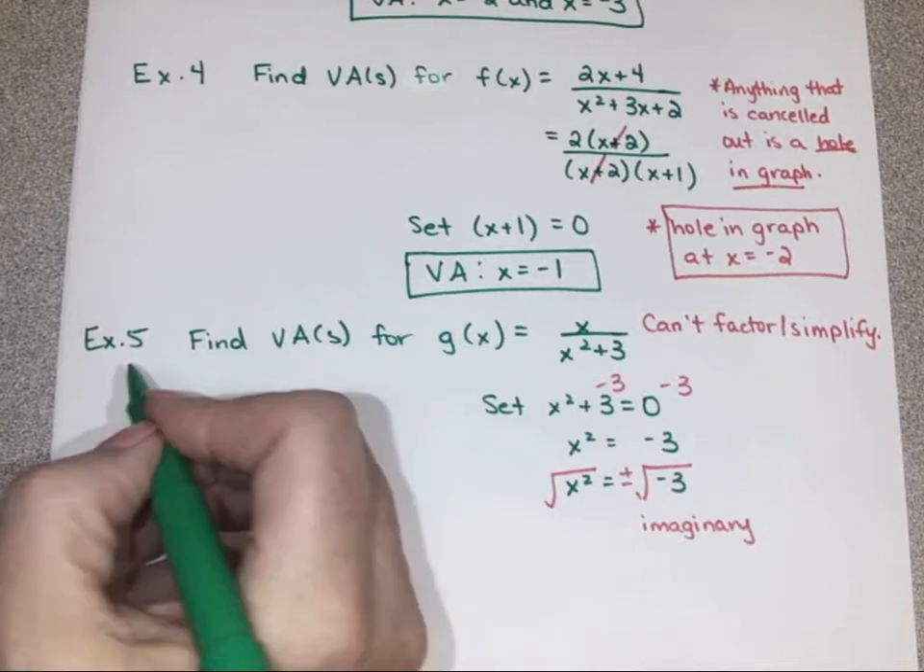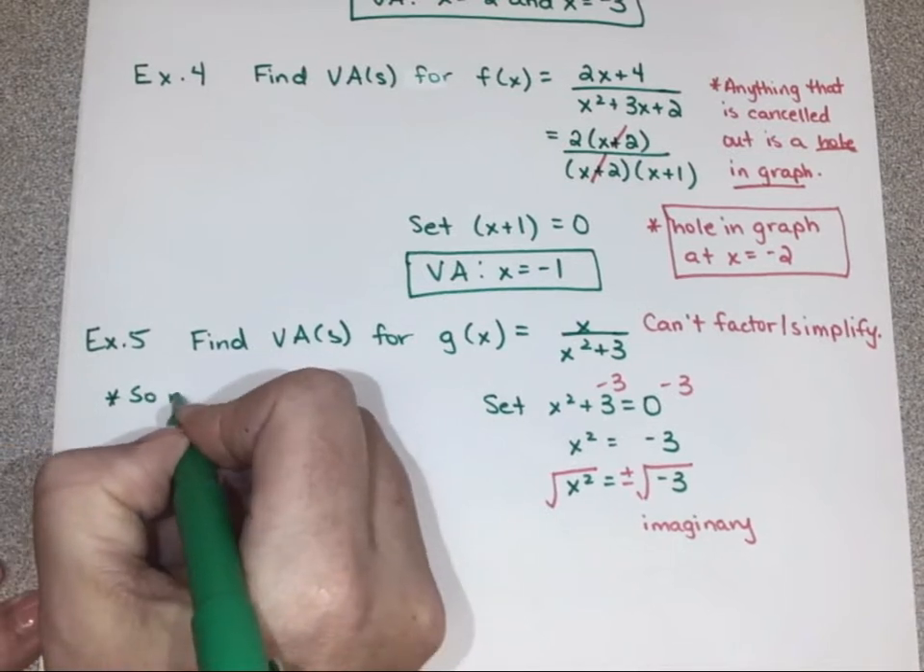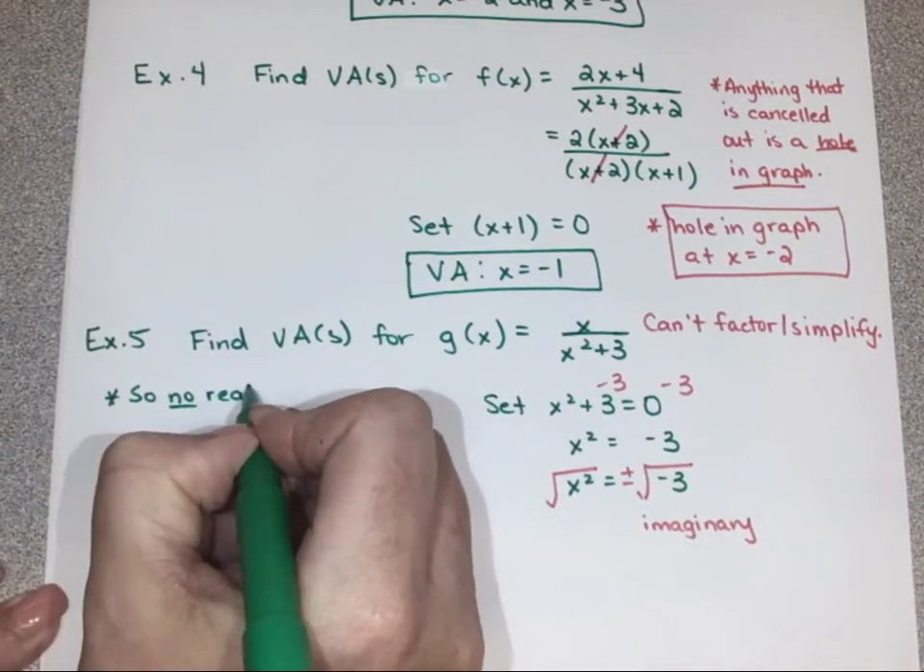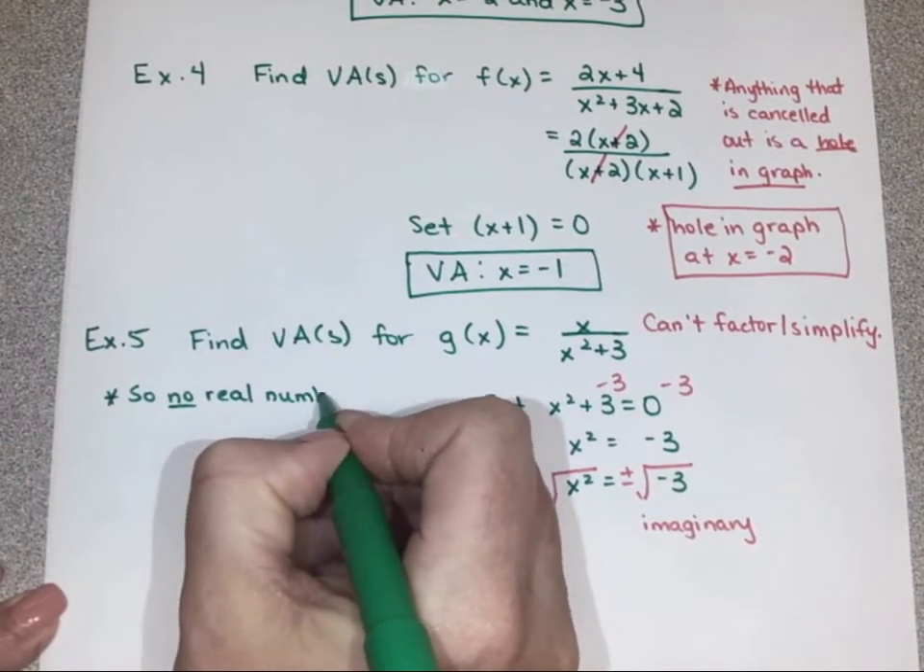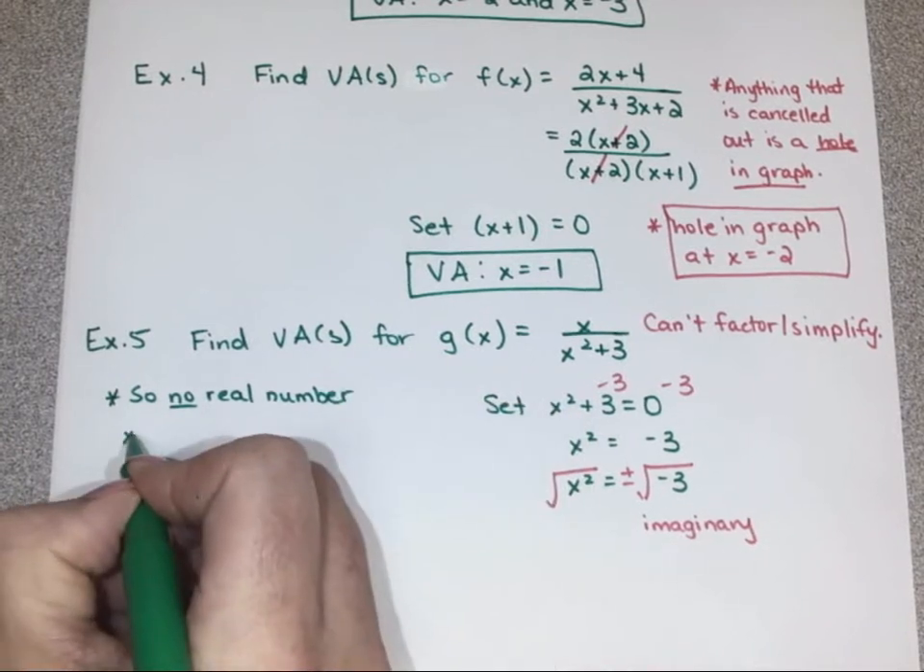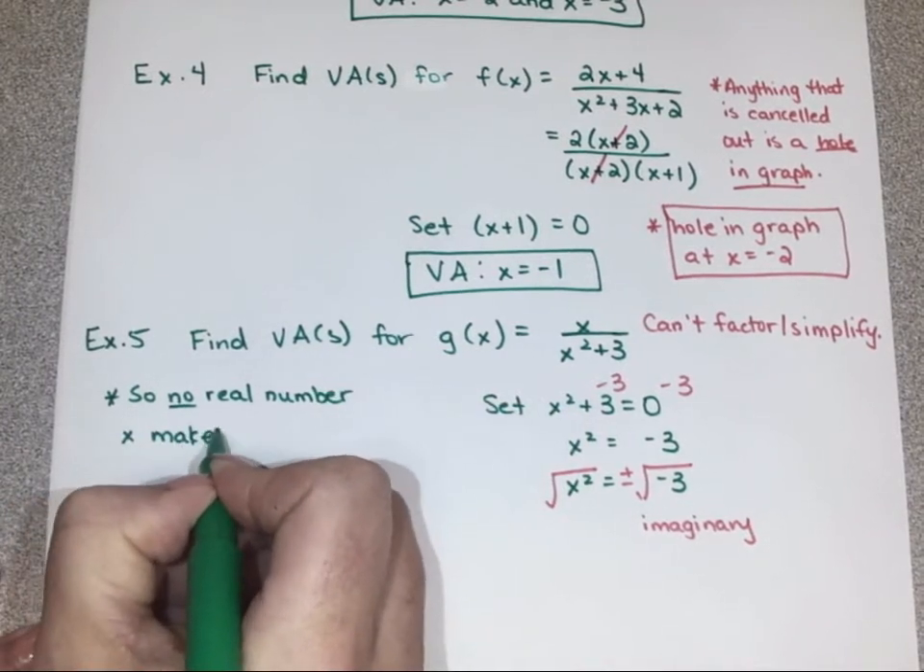So I'm going to kind of write this over here. So no real number x makes the denominator 0.